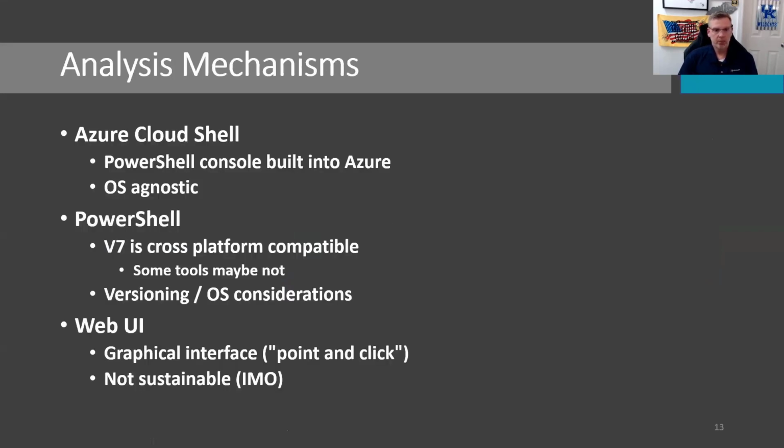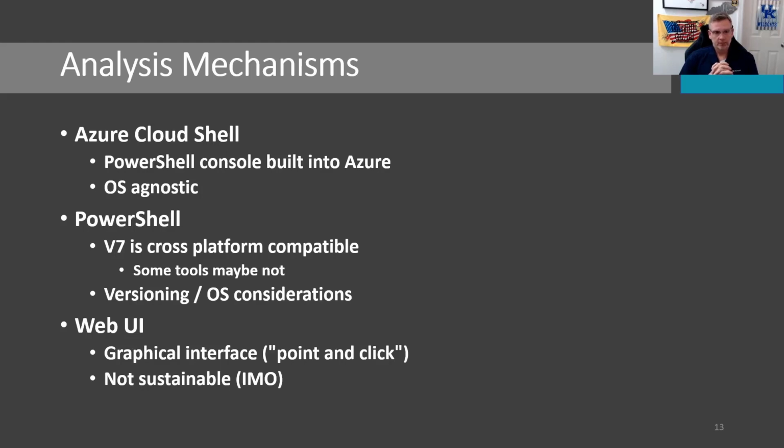So what are some mechanisms we can use in the cloud specifically to do some analysis, to do some administration, those kinds of things? Now, these are in my order of effectiveness. Your mileage may vary here. This is Azure specific, obviously, but I think AWS has some Cloud Shell equivalent. Azure Cloud Shell is essentially PowerShell built into the Azure web interface. I like it because it's OS agnostic. If you're using it from Linux or Mac, no big deal.